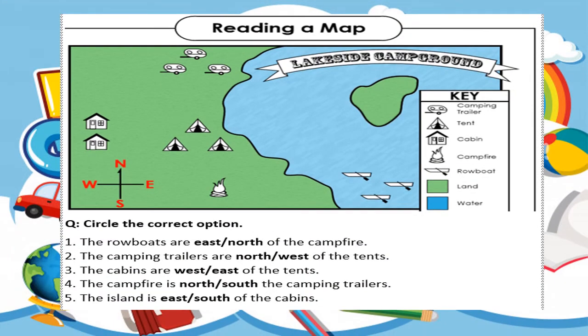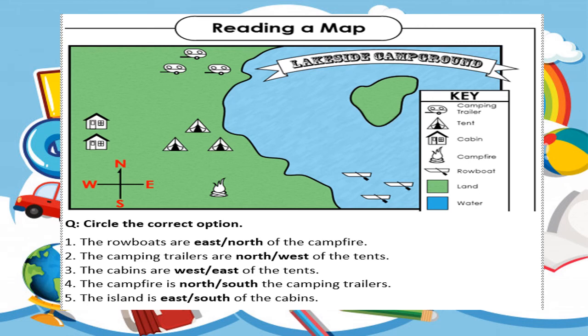Students, now the worksheet is here. You can see the map and circle the correct option. Observe the map. Keywords are there. Where is the camping trailer, tent, cabin, campfire, rowboat, land, water. Now circle the correct option. The rowboats are to the east or north of the campfire. Now just think and circle the correct option.